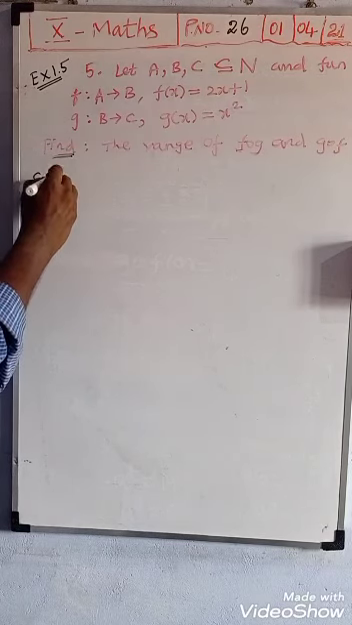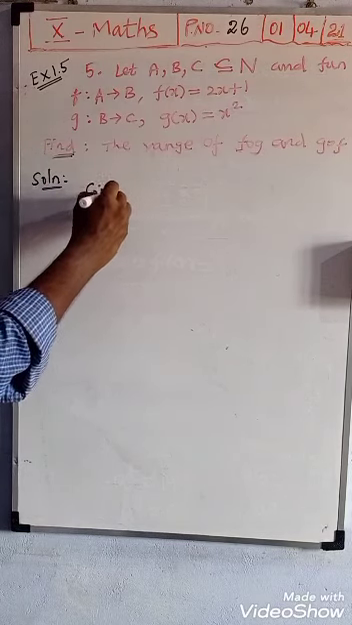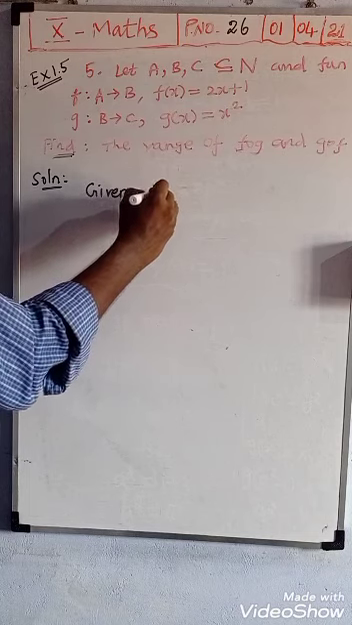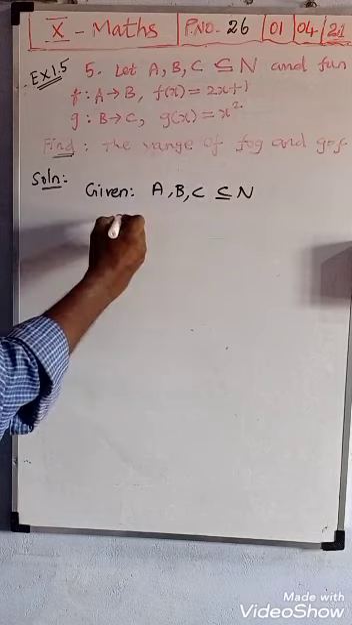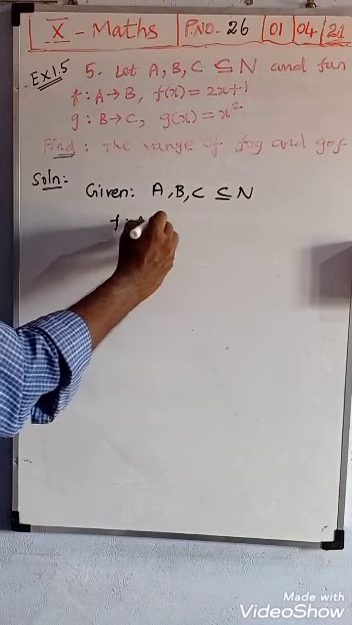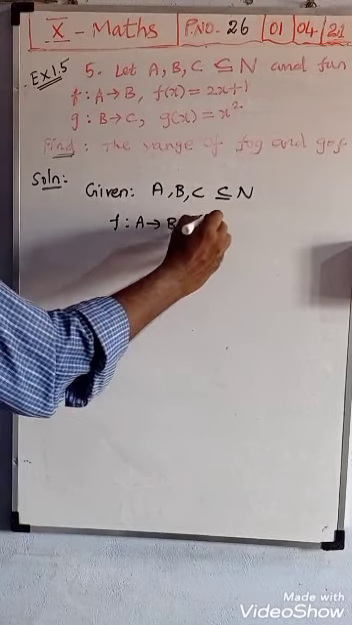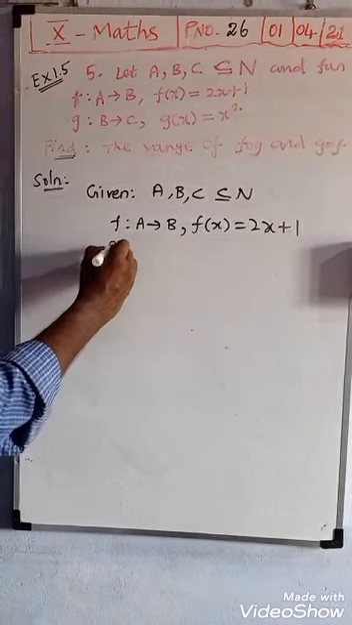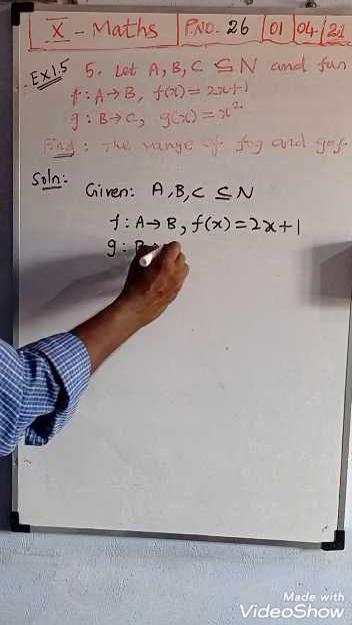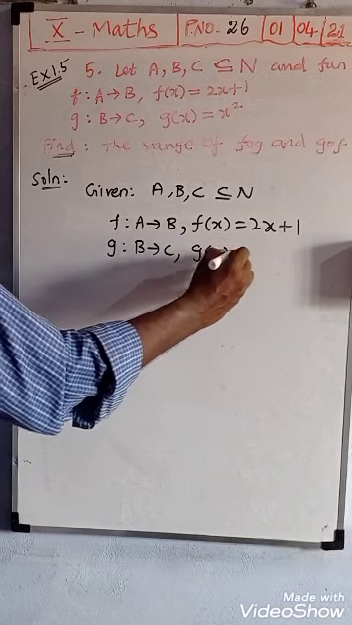Okay, for that see the solution first. It is given a, b, c, three sets are subsets of N, natural numbers. Then f is A tends to B. Then f of x function is given 2x plus 1. Then the function g is B tends to C. Then g of x is x squared.